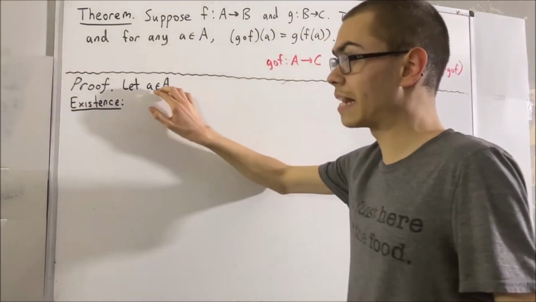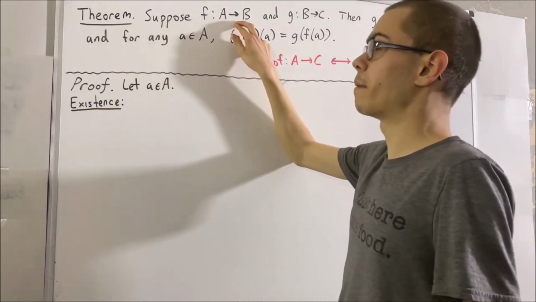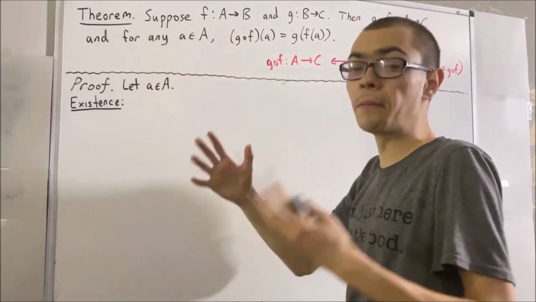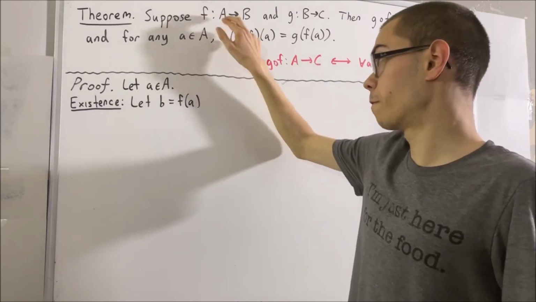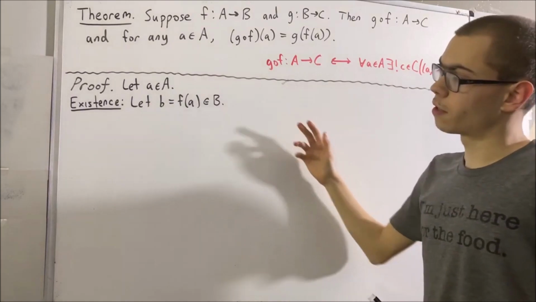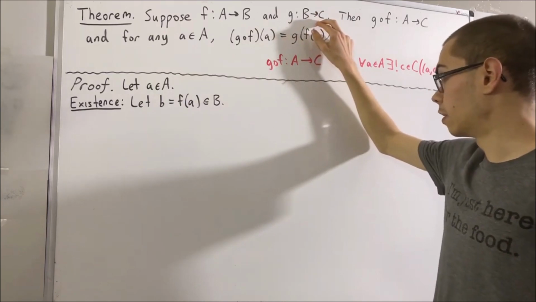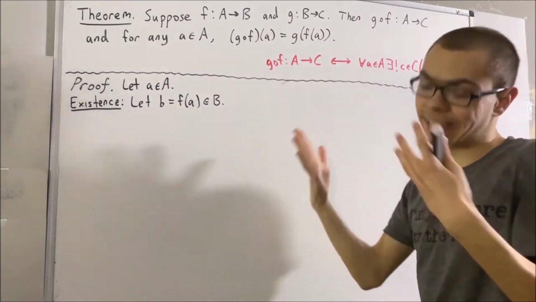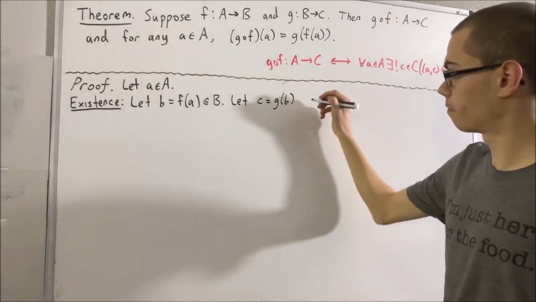Now notice a is an element of A, and f is a function from A to B. What that means is f has a functional value at a. And we could say, for instance, let b equal f of a. And f is a function from A to B, so we know that b must be an element of B. Furthermore, now that we have b is an element of B, and we know g is a function from B to C, we know that g has a functional value at b. We could say, for instance, let c equal g of b, which we know is an element of C.